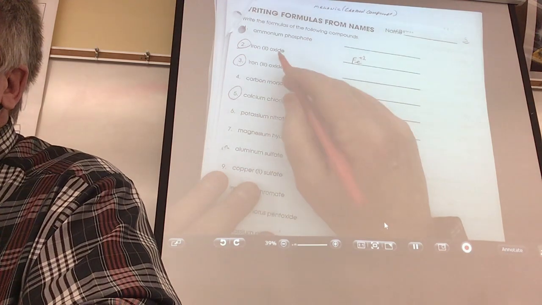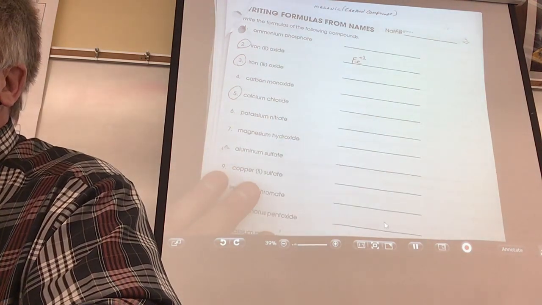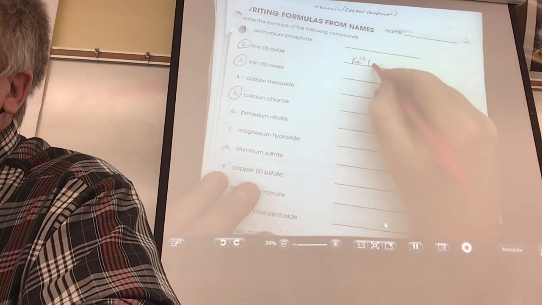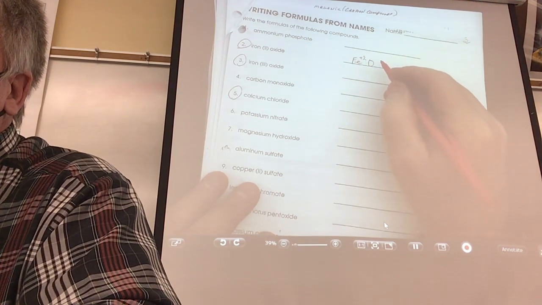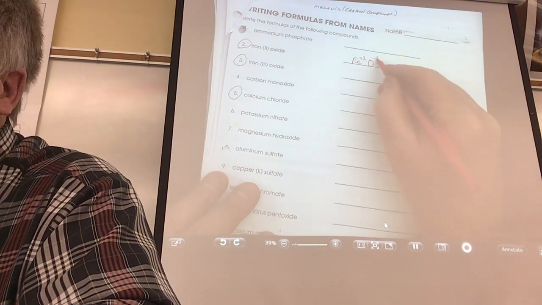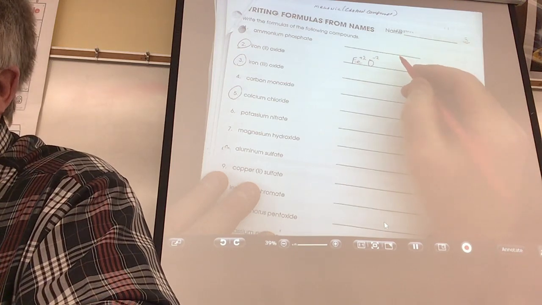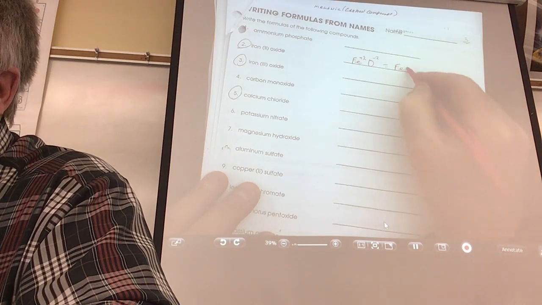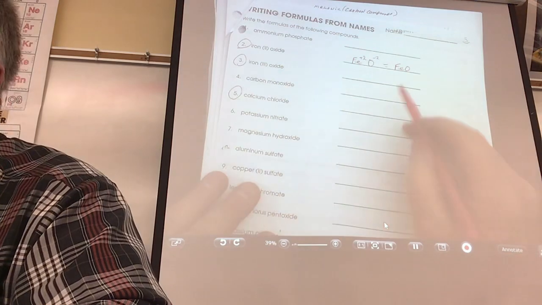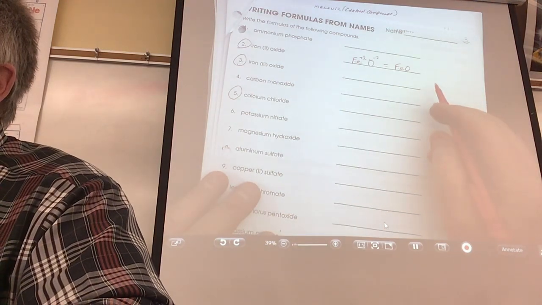Okay, now, oxide. What do you think the element is? Oxygen. Okay, what is the charge of oxygen in a compound? -2. Yes. Do these already add to 0? Yeah. Then we are finished. So how do you write the formula for iron 2 oxide? Yeah. There we go. Next.